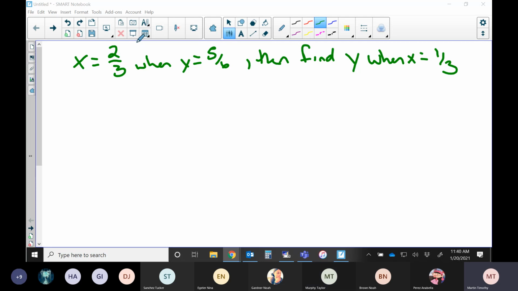Janina, can you tell me the equation to this that I need to be thinking of? Y equals K over X.